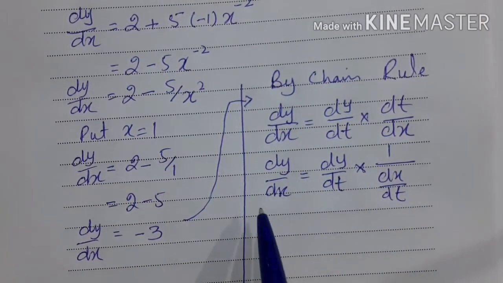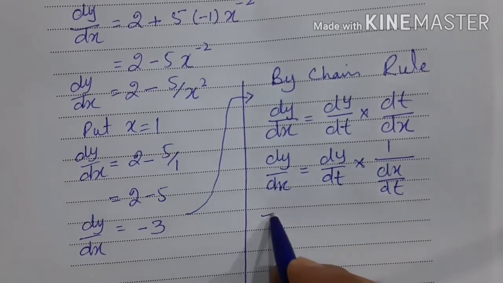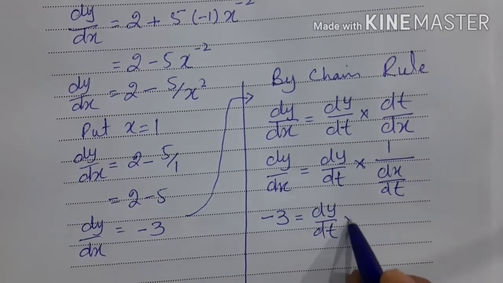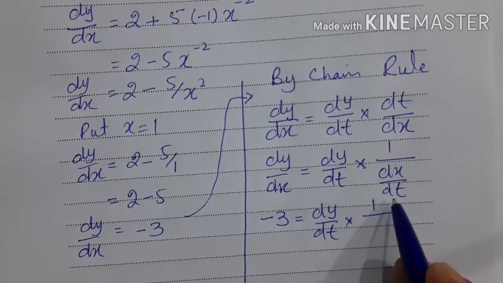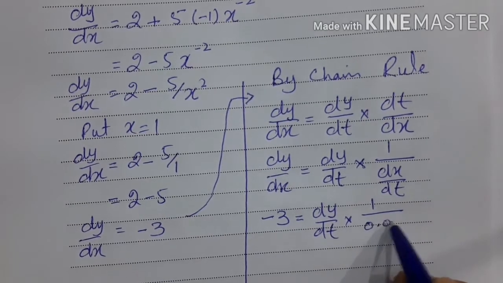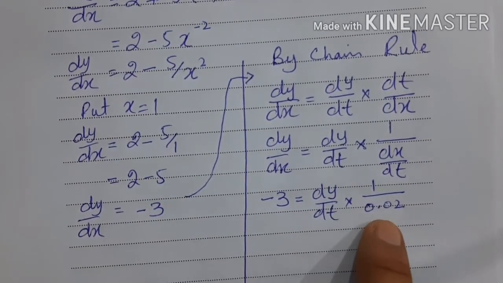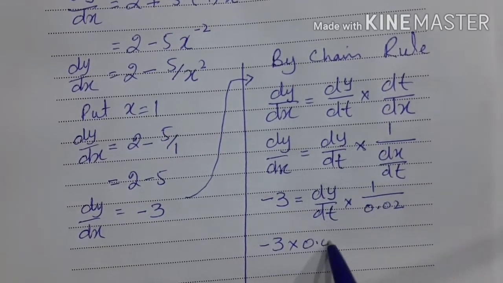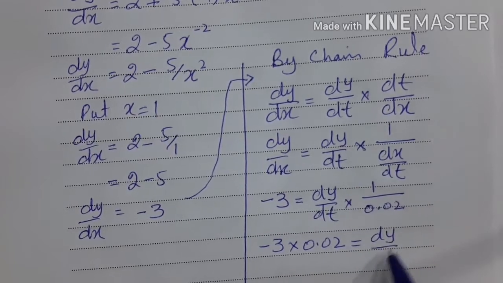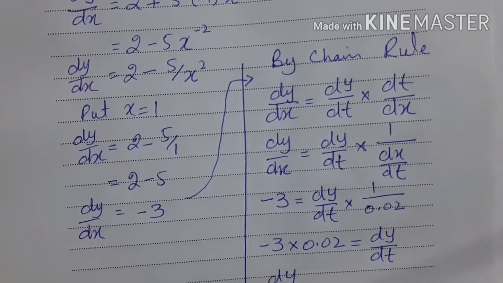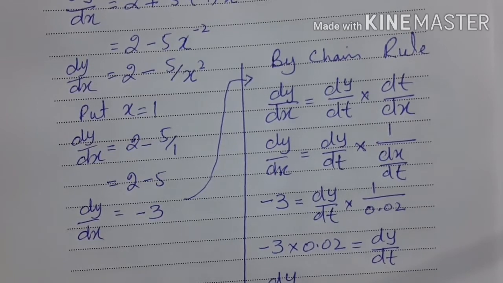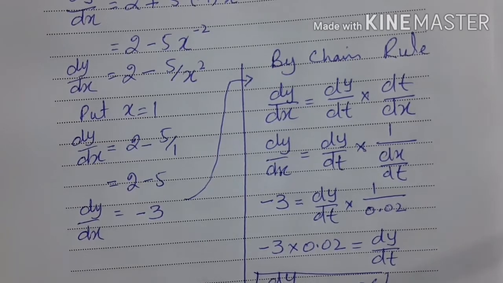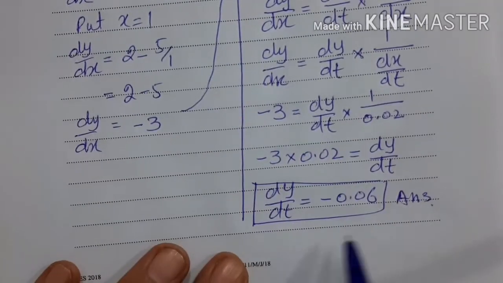So put the values. dy by dx is minus 3, and we need to find dy by dt, and we have the value dx by dt, which is 0.02. So take this 0.02 on the other side, it will multiply with this. So minus 3 into 0.02 is equal to dy by dt, or dy by dt is equal to minus 0.06. So this is our answer.